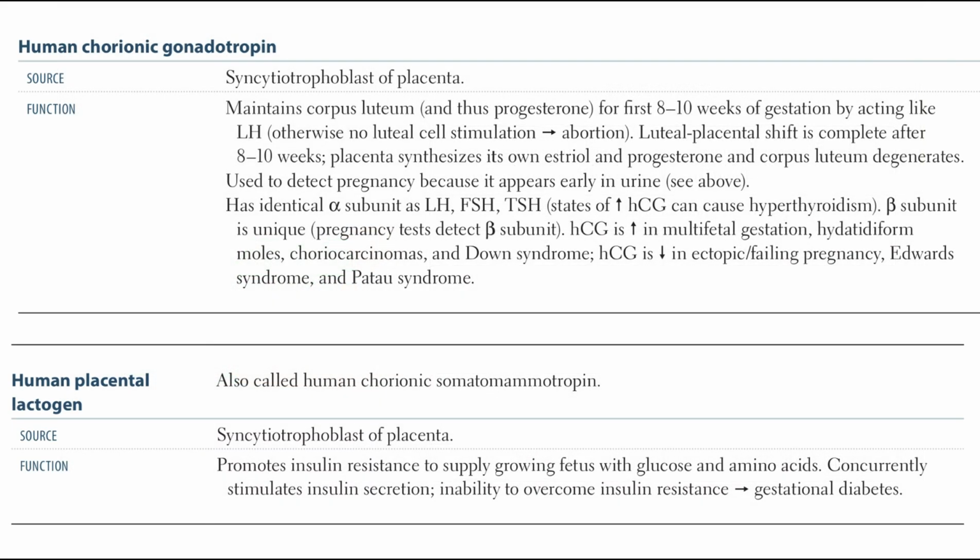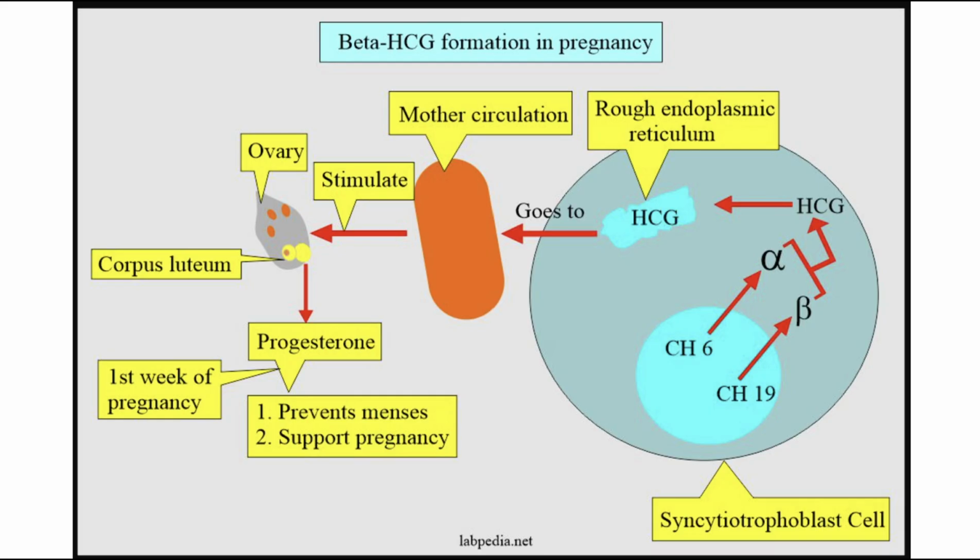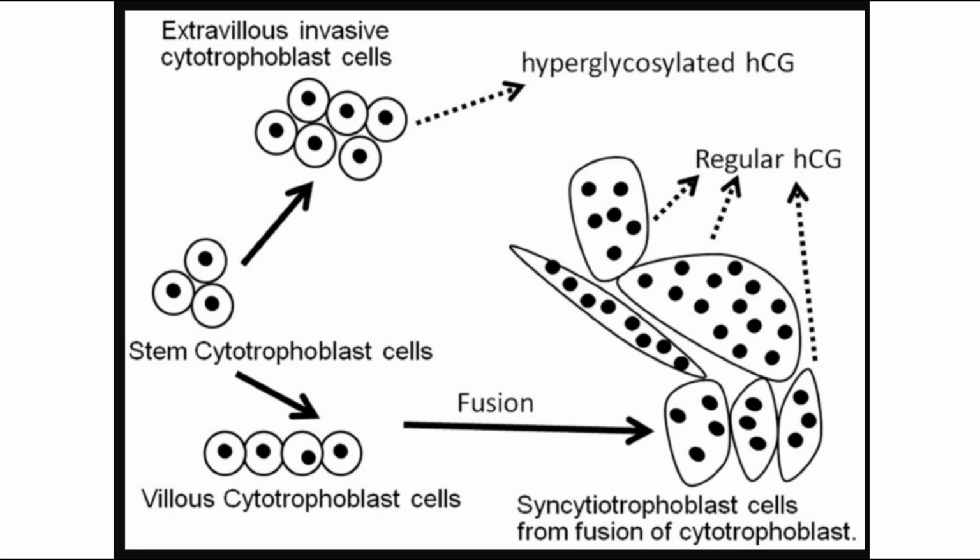Now, HCG has alpha and beta subunits, and HPL is something else. The alpha and beta subunits of HCG go to the ovary, the corpus luteum. The first weeks of pregnancy are supported by progesterone, and then after that, beta HCG takes over from the syncytiotrophoblast.